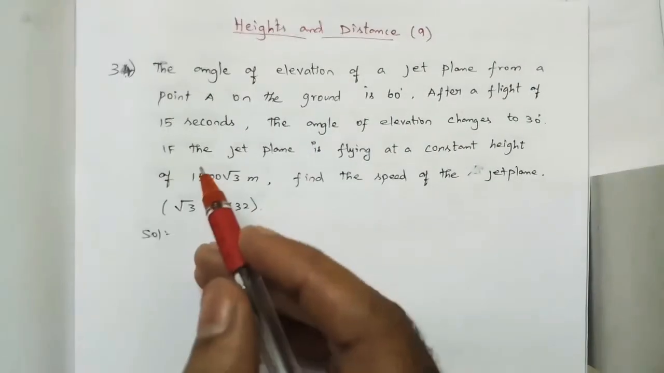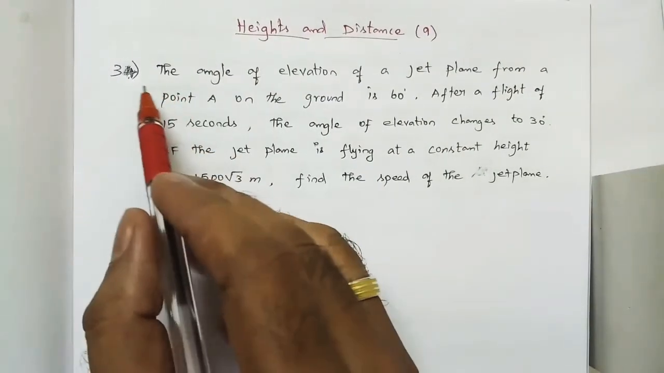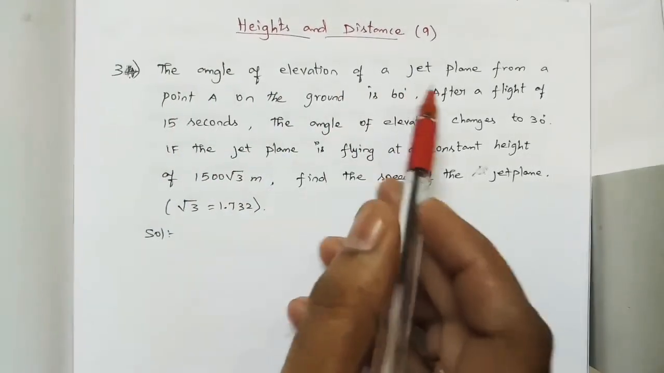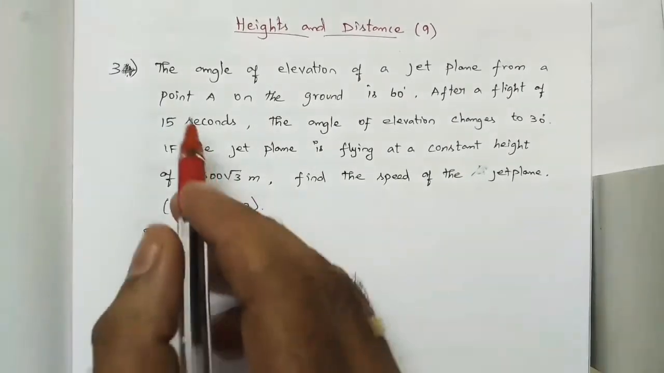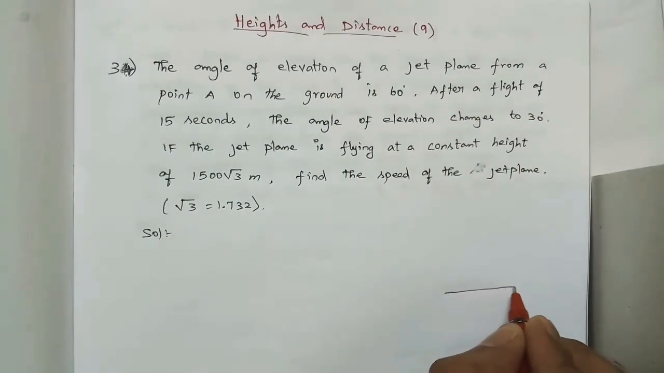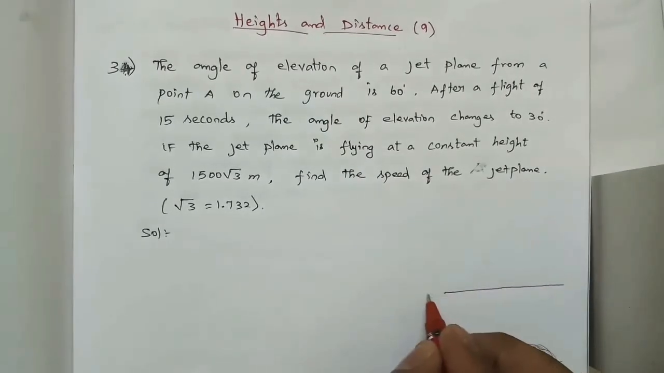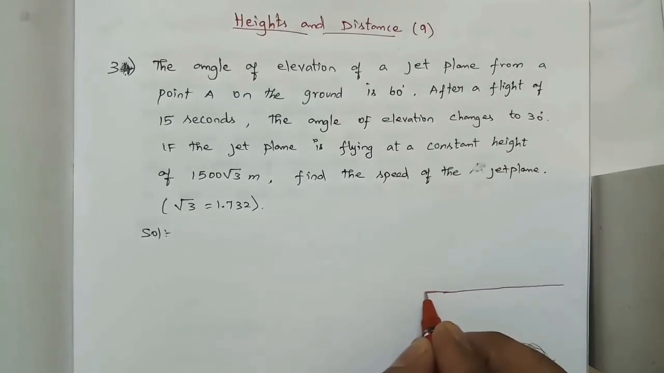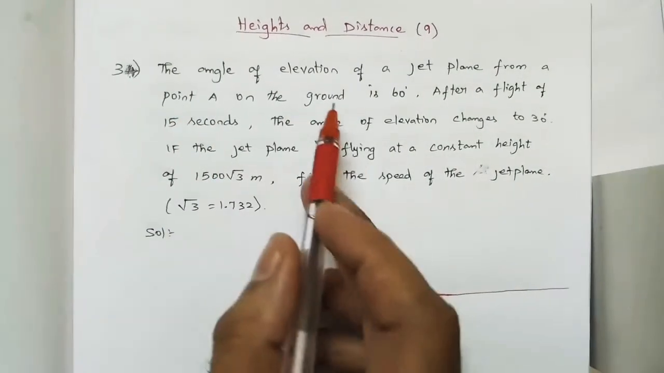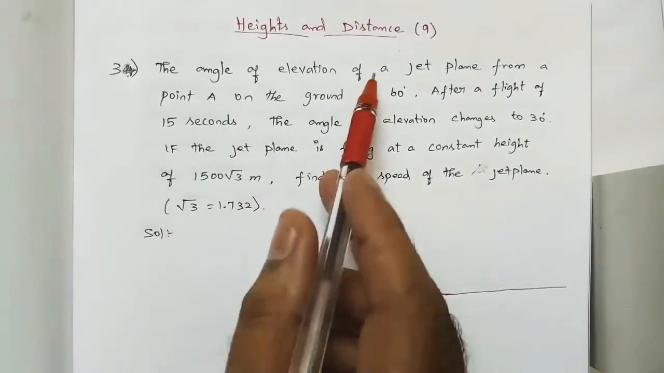So first read the question and picturize the question. Question number 34: the angle of elevation of a jet plane from a point A on the ground. I'm just drawing the plane area. From a point A, this point is nothing but point A, from the point A on the ground is 60 degree.